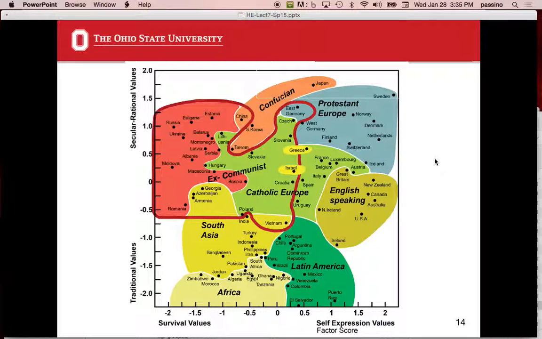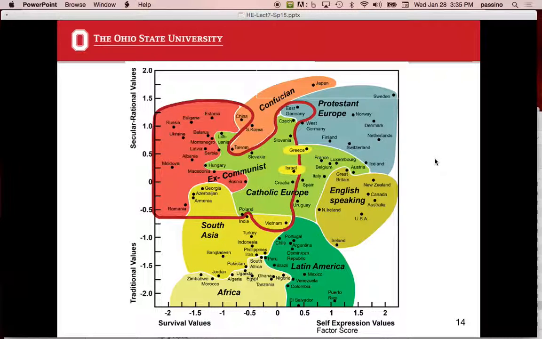English-speaking blob. Green on the right. High in self-expression. A bit traditional. Who's near us? Australia, Canada, New Zealand, Great Britain, Northern Ireland, Ireland. Now, pick another country and see where we stand.